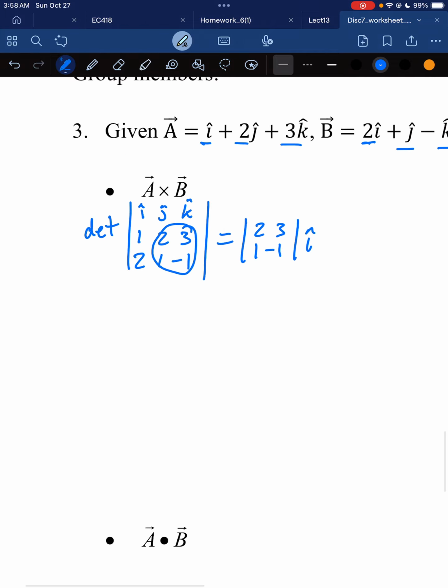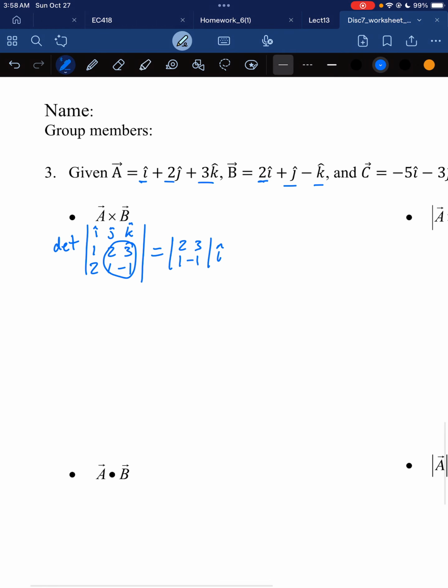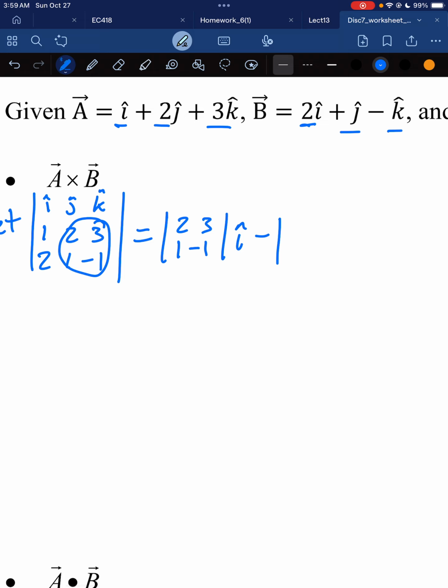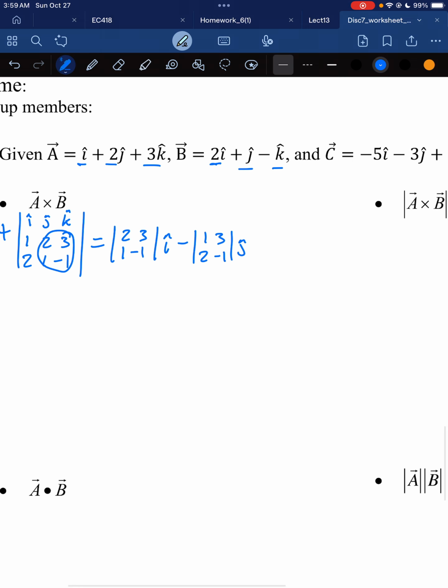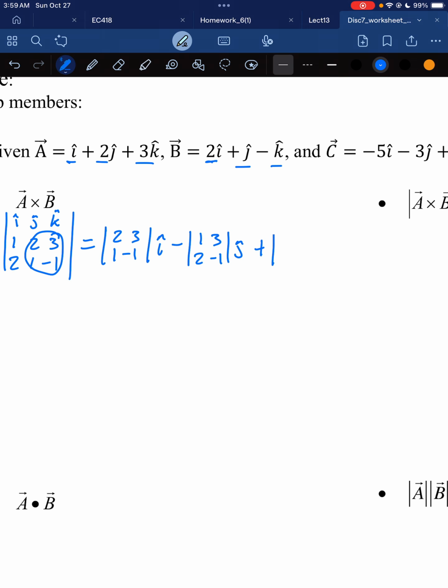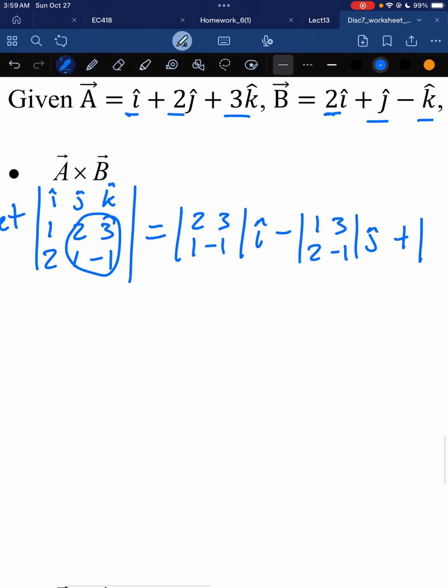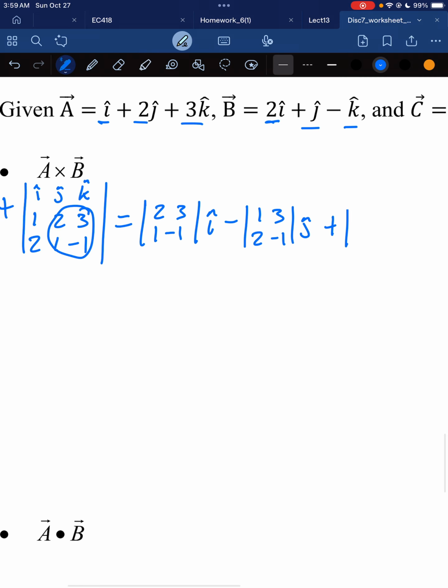And then for our j component, it's going to be minus, because that is part of the definition of the cross product. It's always a minus j component. We're going to ignore the row and the column that j is in. So we're going to ignore the top row and the second column, and we're left with 1, 3, 2, and negative 1 times j hat. And then for k, it's going to be plus, and then again, we ignore the column and the row that k is in. And so we ignore the top row and the third column, the rightmost column, and we're left with 1, 2, 2, and 1 for our 2x2 matrix times k hat.